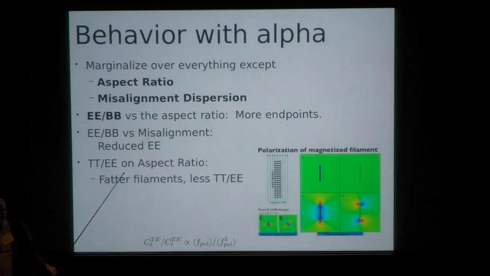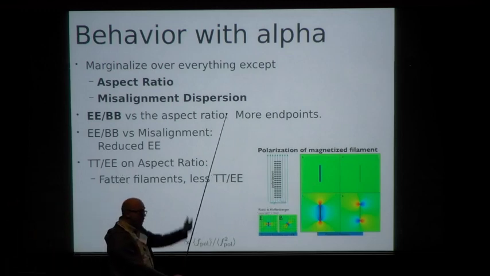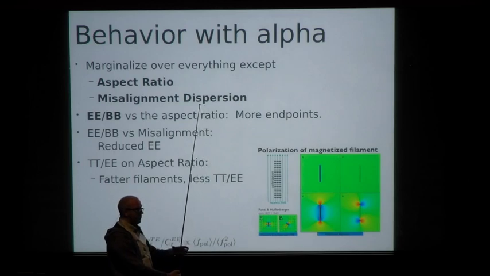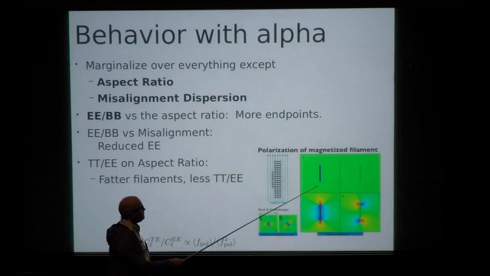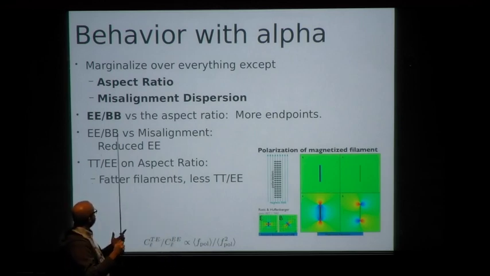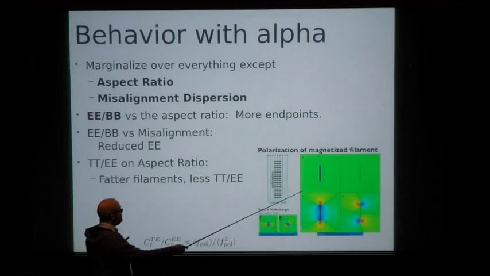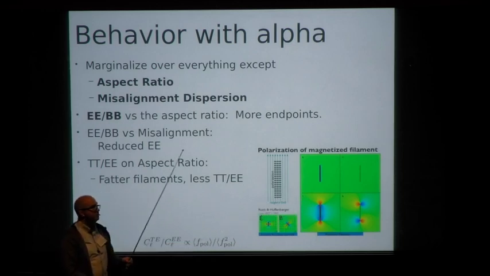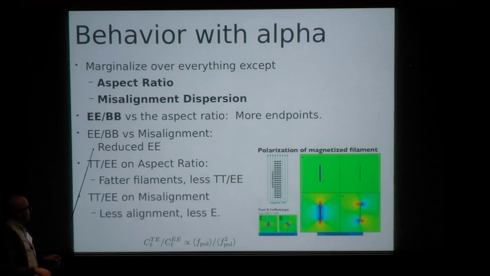How does this depend on T to E as well? Since my field is mostly along the line of sight and my Green's function is a flower that travels along the polarization, my polarized filament for the most part gives me E. As I change the net aspect ratio, I'm going to have fatter filaments, so we'll have less T to E overall because we'll have more B. And similarly, the T to E on less alignment.